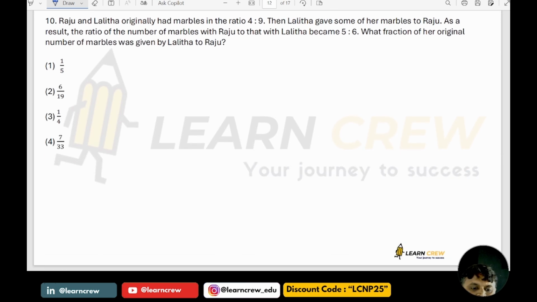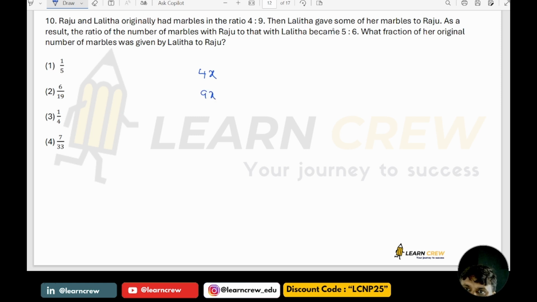Now question number 10. Raju and Lalita originally had marbles in the ratio 4 is to 9. Then Lalita gave some of her marbles to Raju. As a result, the ratio of the number of marbles with Raju to that with Lalita became 5 is to 6. What fraction of her original marbles was given by Lalita to Raju? So if you observe here clearly, Raju and Lalita originally had marbles in the ratio 4 is to 9. If Raju has 4x, Lalita has 9x.